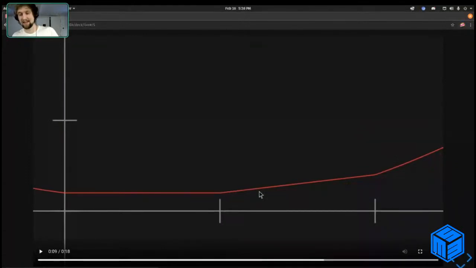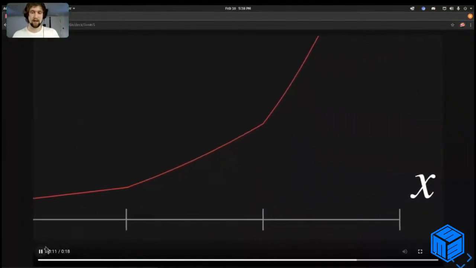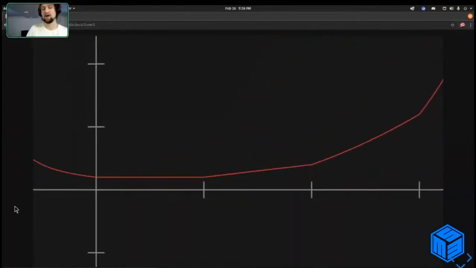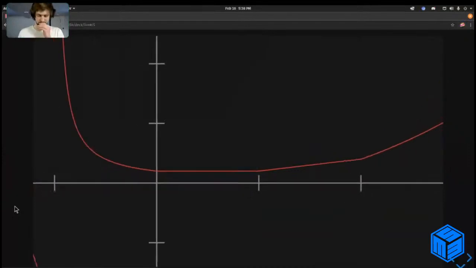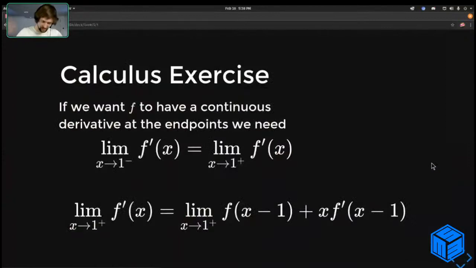The problem with that, though, is you see there are little edges all across. Every time we hit an integer, the rule defining f changes. Of these little spots, it is not differentiable. So how do we go about fixing that? That's just an exercise in calculus. We need f to have a continuous derivative at the endpoints of 0, 1. So you can set these limits equal and then do some algebra to solve that.